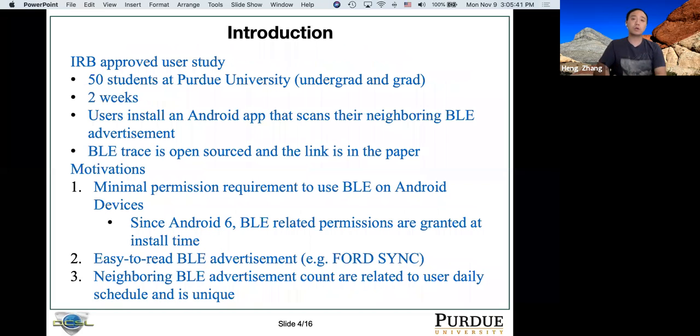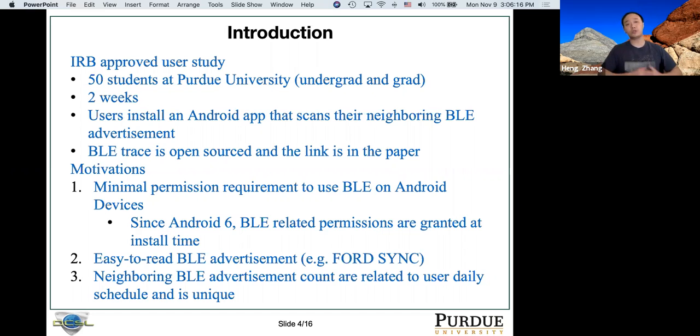For our study, we performed an IRB-approved user study. We recruited 50 students at Purdue University. Some of them are undergrads and some of them are graduate students. We ran it for 2 weeks. During this period, all the users installed an Android application that we developed. This Android application continuously scans their neighboring BLE advertisements to collect the data, and the data is uploaded to a cloud server that we manage. Our Bluetooth trace is open sourced. Feel free to use the link in the paper.